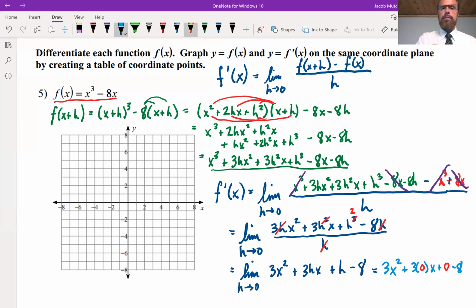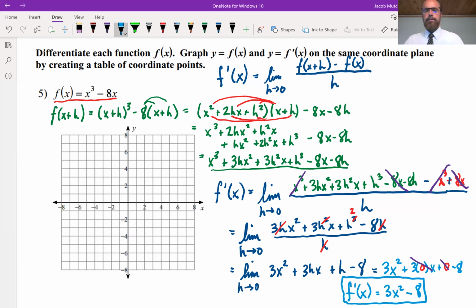And we can observe a couple cancellations there again. The terms with 0 are going to fade away. And what we're left with is the derivative of f of x equal to 3x squared minus 8. And that we should box because that is our derivative. We've differentiated the x cubed minus 8x.